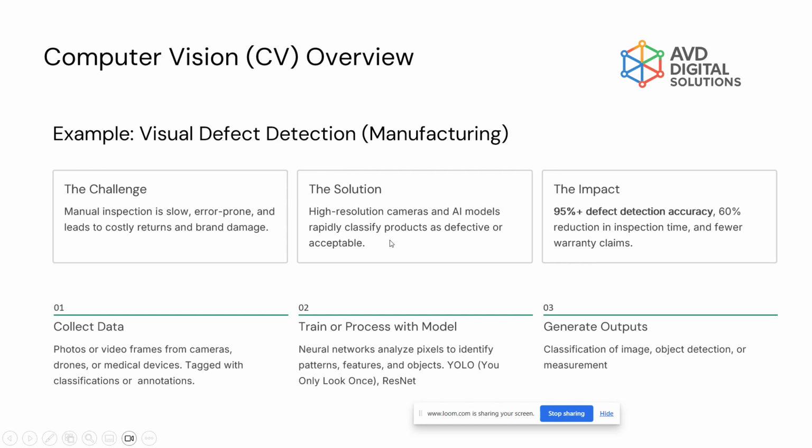The solution that comes in here is high resolution cameras and AI models that are rapidly able to classify products as defective or acceptable. Once you have this kind of ability available, you can imagine the speed and scale at which this operation can be simplified. And the impact in this case was 95% defect detection accuracy with a 60% reduction in inspection time and obviously fewer warranty claims. So you can see the benefit is very, very evident. If you look at the workflow in which computer vision systems are built, you will see a similarity again. The first task is to collect the data.